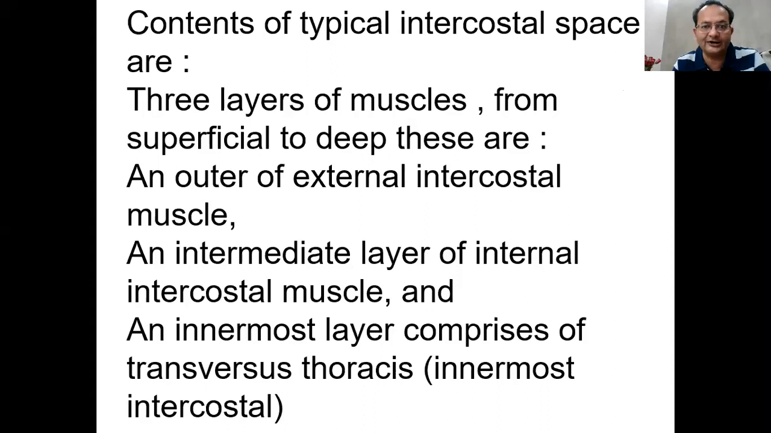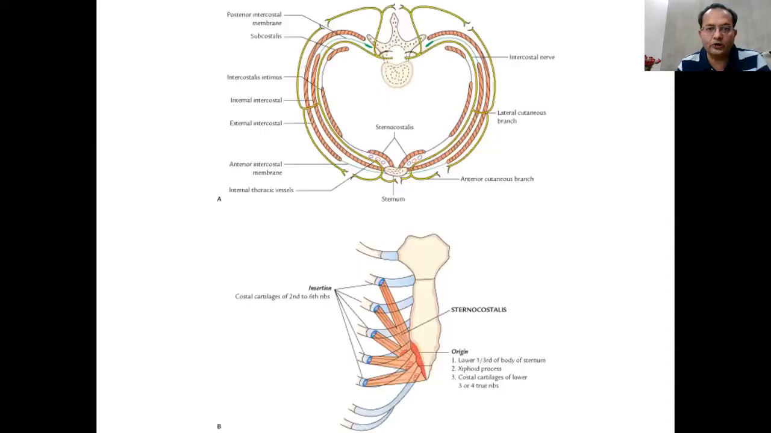कौन कौन से three layers of muscles हैं? From superficial to deep, these are an outer external intercostal muscle, an intermediate layer internal intercostal muscle, and an innermost layer comprising transversus thoracis, innermost intercostal muscle. This is the diagram. Outermost is external intercostal, intermediate internal intercostal, and innermost transversus thoracis muscle.